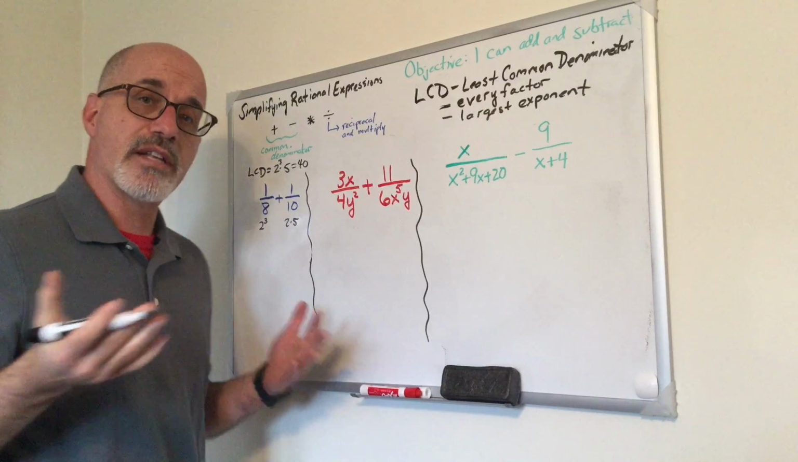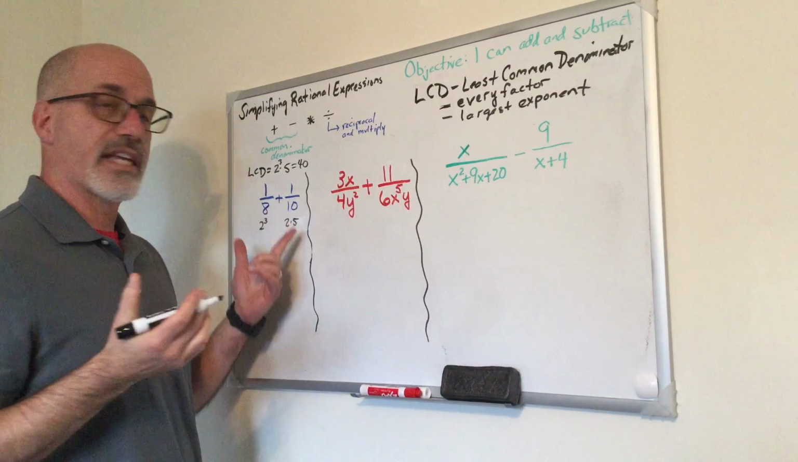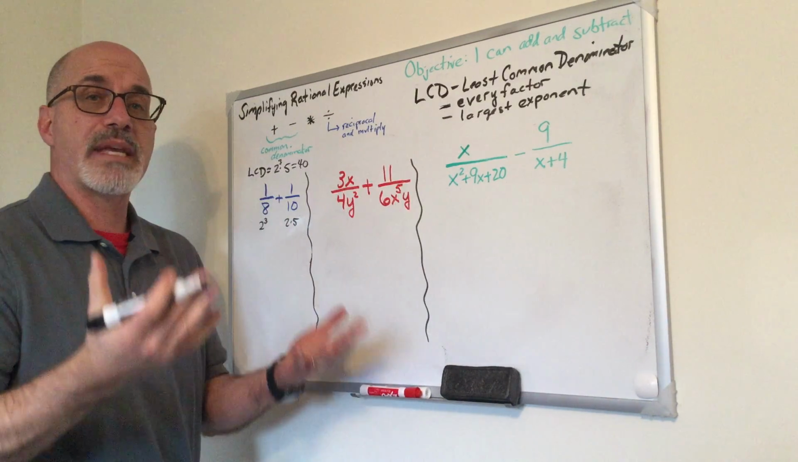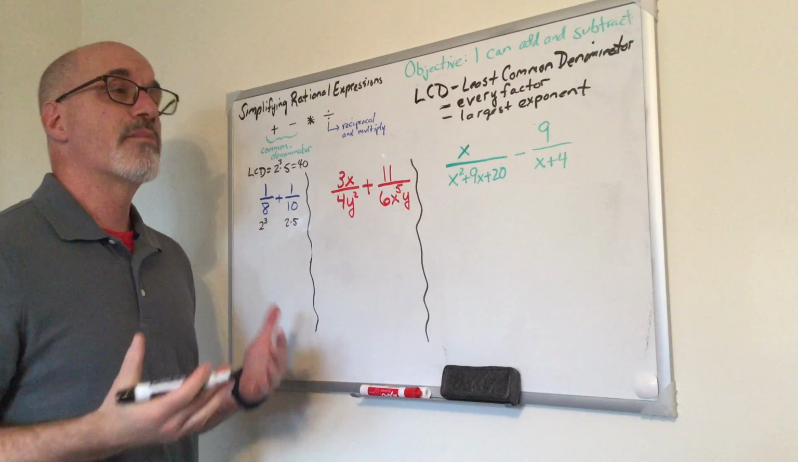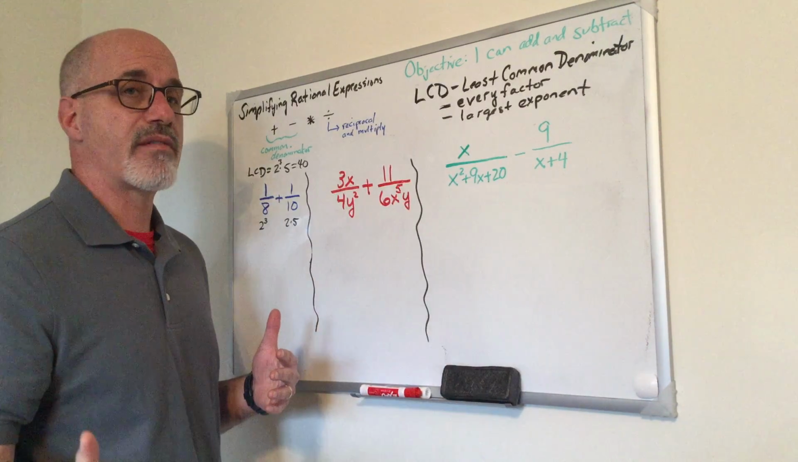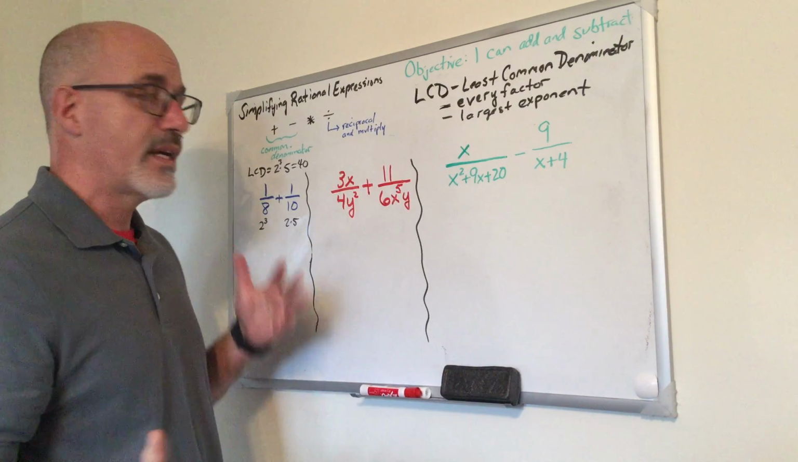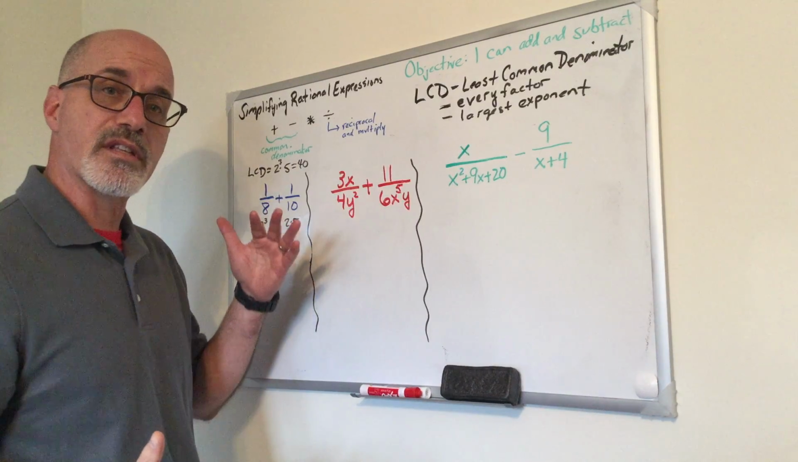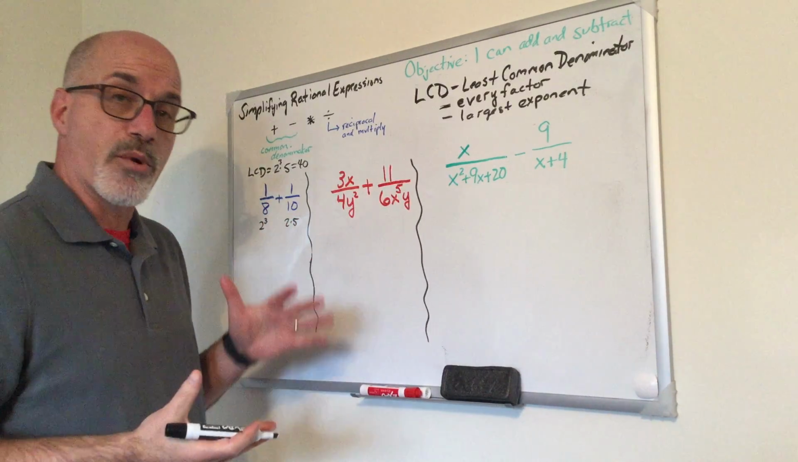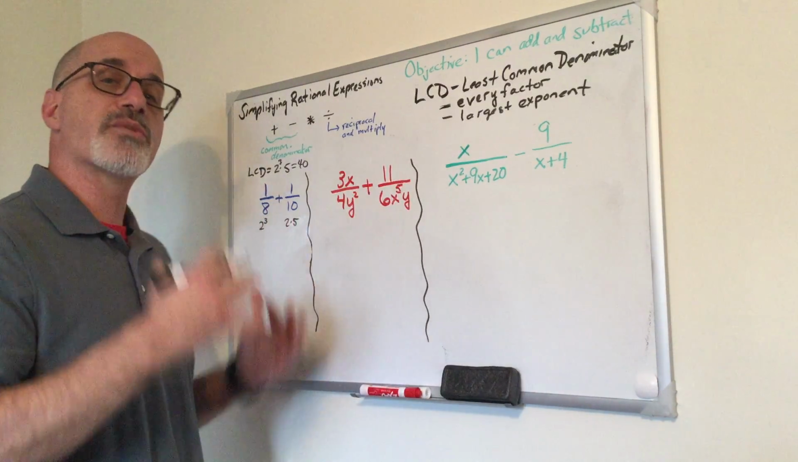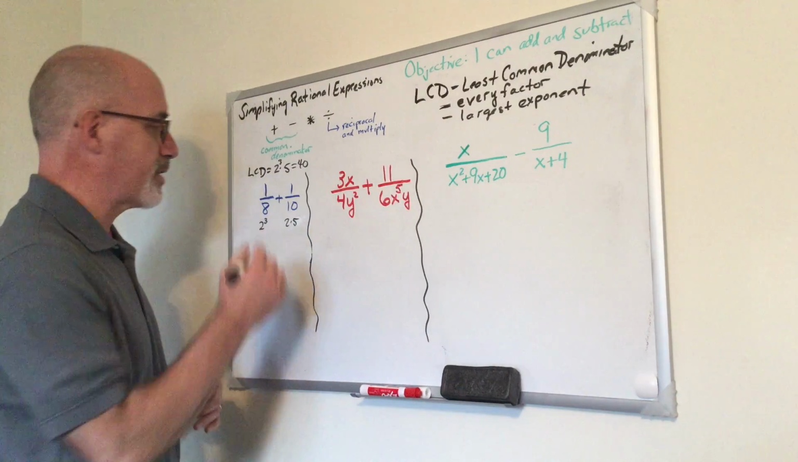Now you might have known that intuitively from 8 and 10, or you might have said, why not just make it 80? And you could, but that would mean that at the end we'd have a lot more simplifying to do. This ensures that we'll have the least amount of simplifying, both during the problem and at the end of the problem, with the least common denominator.